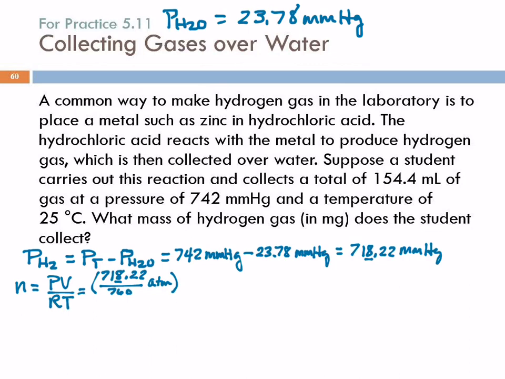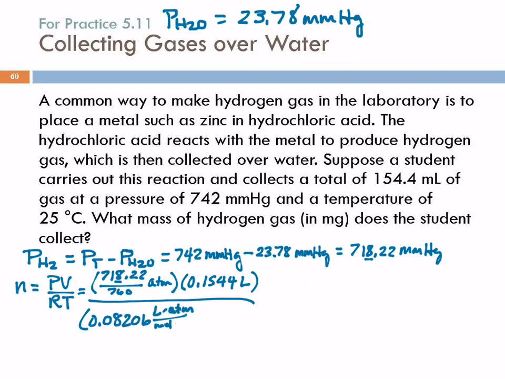So 718.22 divided by 760 is going to give us the pressure in atmospheres, and we can just lump all these things together. Milliliters, hopefully by now you're comfortable with converting those to liters in your head. If not, go ahead and write it out. But 154.4, we just move the decimal point three places to the left because we're dividing by 1,000, so 0.1544 liters. R is always the same. Liter atmospheres per mole Kelvin.